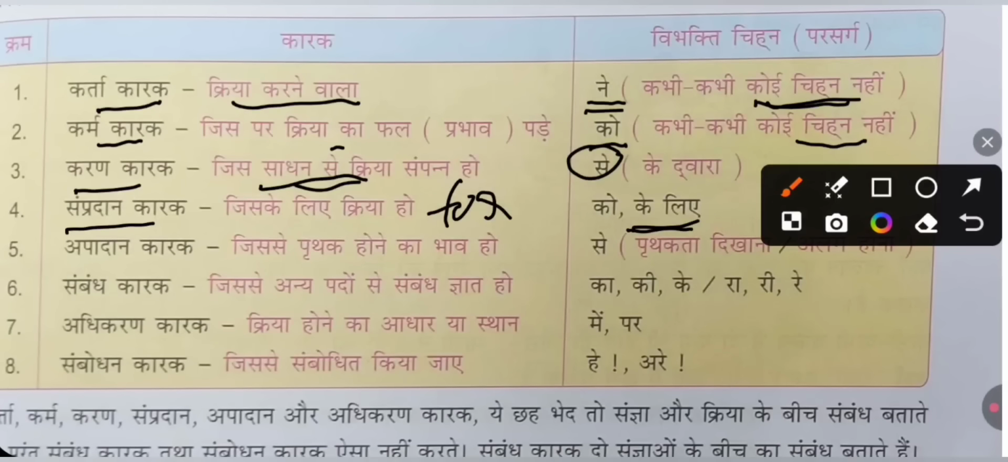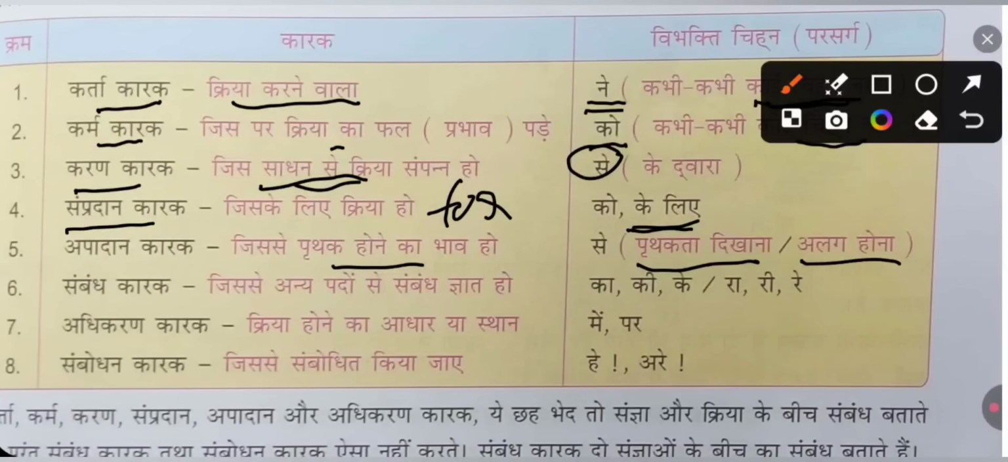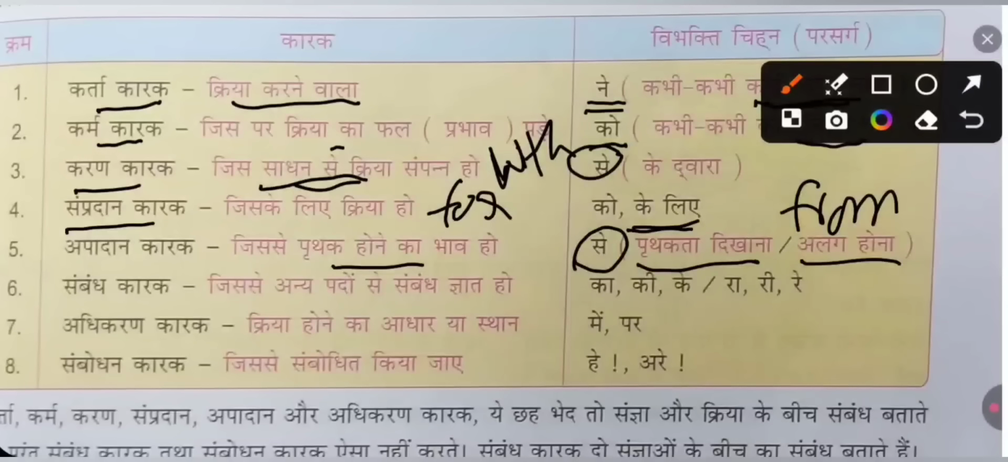अपादान कारक, जिससे पृथक होने का भाव हो. So there is a separation between two nouns. So it fell from the tree, I came here from that town. So this is separation of two nouns. So पृथक is separation. के पृथक दिखाना या अलग होना. Whenever separation happens, we still use से, but it is from, not with. So here से is with, here से is from. So when the separation is happening, we say from. This is also used to compare two things. He is bigger than him. So there also we use अपादान से for the comparison.